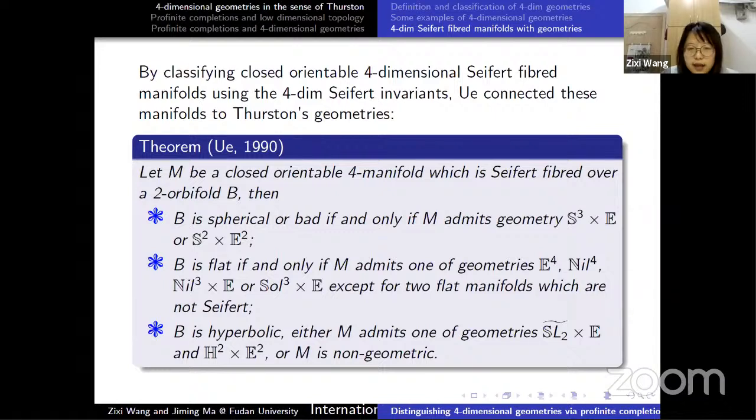then either M admits one of the geometries: the universal cover of the special linear group over the real number field times one-dimensional Euclidean geometry, and two-dimensional hyperbolic geometry times two-dimensional Euclidean geometry, or M could not admit any geometric structure.